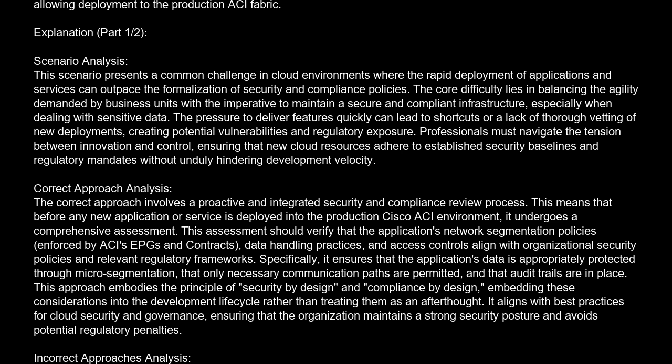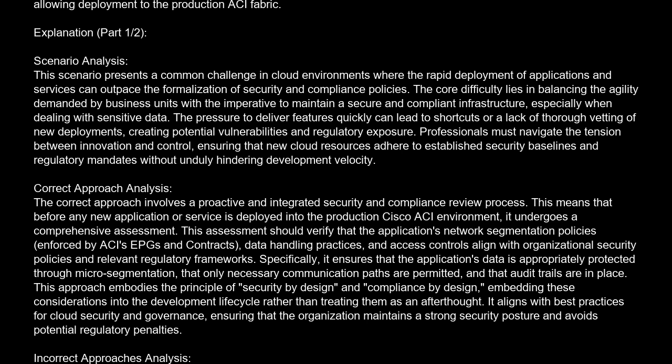Correct approach analysis. The correct approach involves a proactive and integrated security and compliance review process. This means that before any new application or service is deployed into the production Cisco ACI environment, it undergoes a comprehensive assessment. This assessment should verify that the application's network segmentation policies, enforced by ACI's EPGs and contracts, data handling practices, and access controls align with organizational security policies and relevant regulatory frameworks. Specifically, it ensures that the application's data is appropriately protected through microsegmentation, that only necessary communication paths are permitted, and that audit trails are in place.